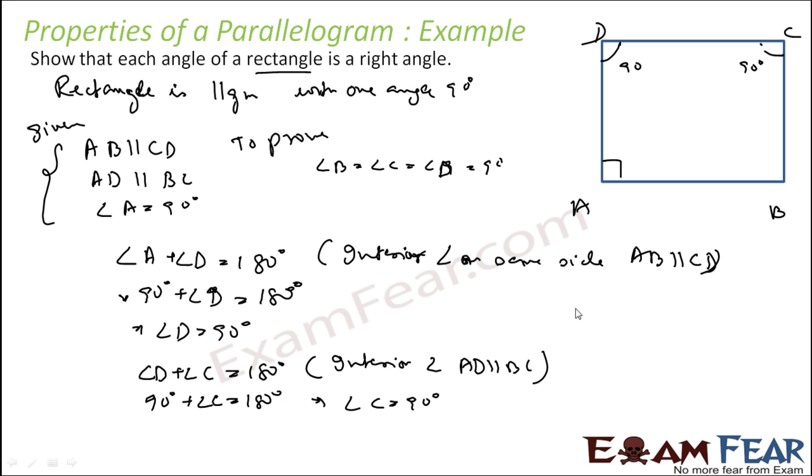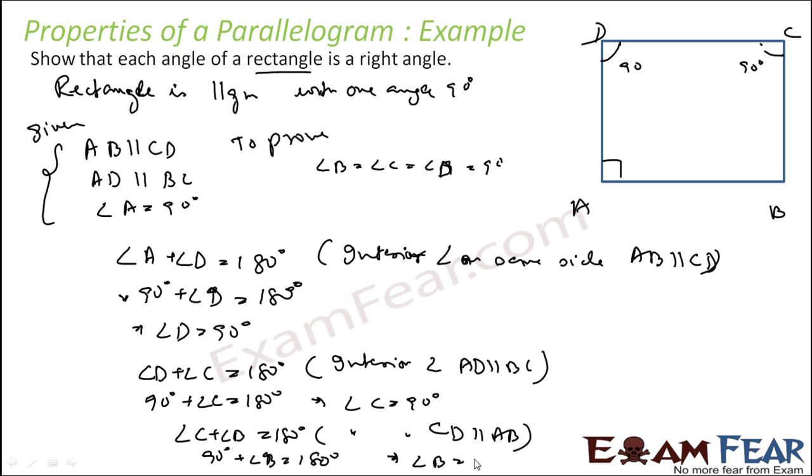Similarly, angle C plus angle B will also be 180 degrees. Why? Interior angles, and here C and B, so we can say that CD is parallel to AB. So angle C is 90 degrees plus angle B is 180 total. So with this you solve, angle B comes out to be 90 degrees. So this also is 90 degrees. Thus all the angles are 90 degrees. Proved.